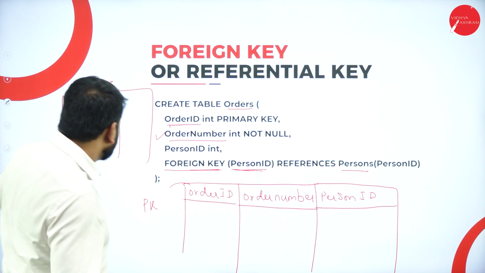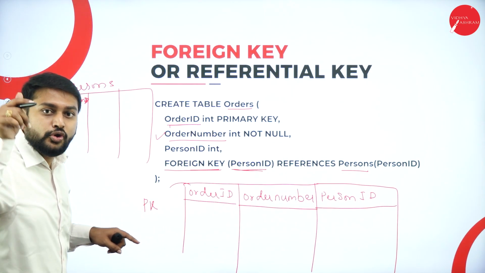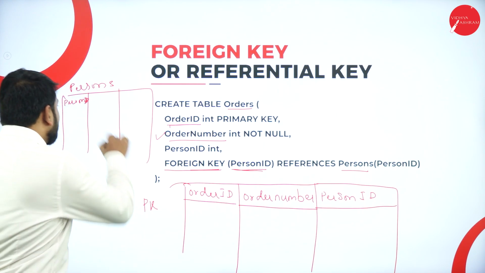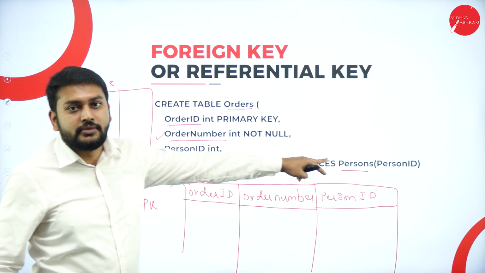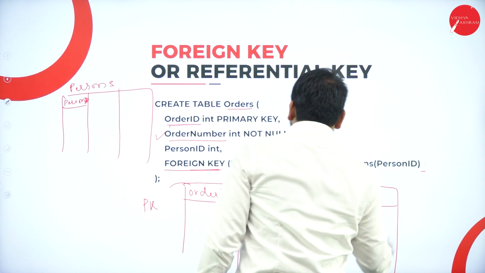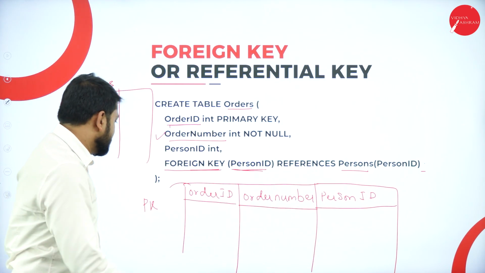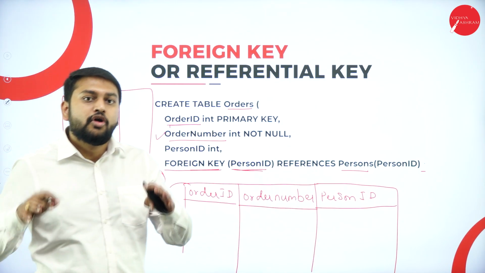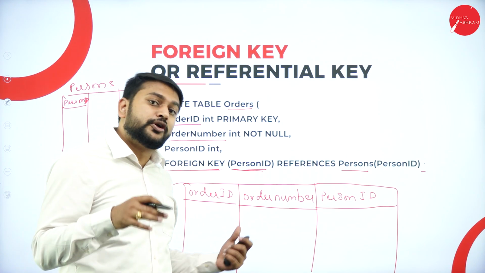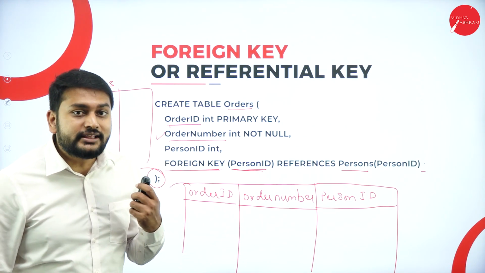Then after that, in this table, which one you will mention it as a primary key? That column name you have to mention. At the end, semicolon. So we have given it here. So this will create the foreign key constraint. So hope you understood how exactly foreign key is working.